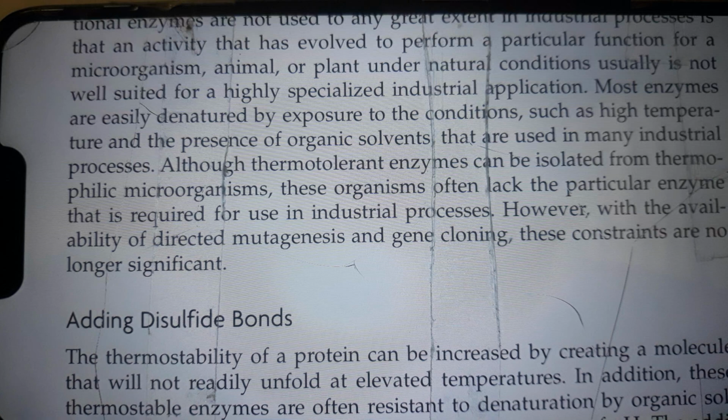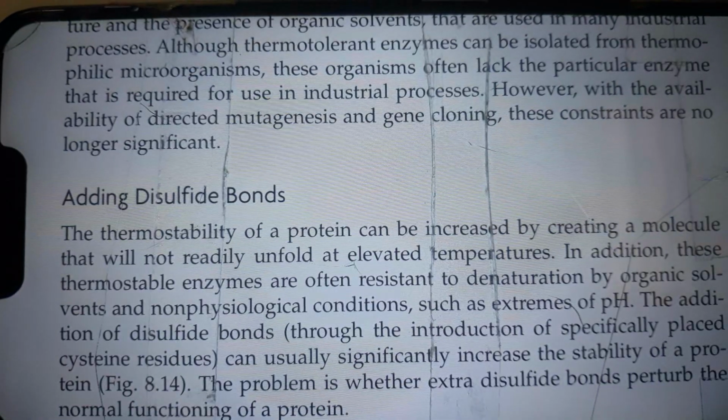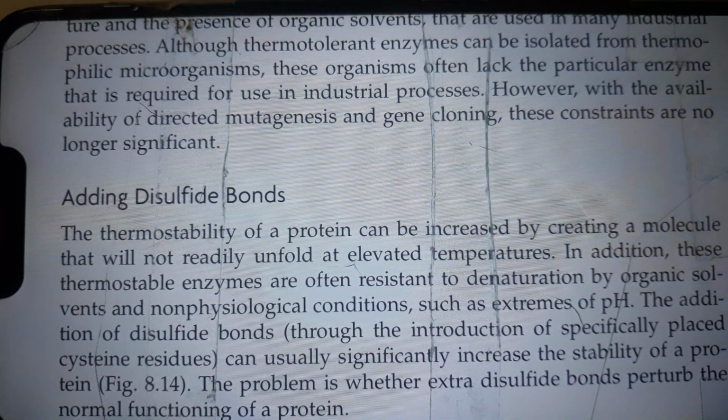Most enzymes are easily denatured by exposure to conditions such as high temperature and the presence of organic solvents that are used in many industrial processes. Although thermotolerant enzymes can be isolated from thermophilic microorganisms, these organisms often lack the particular enzyme that is required for use in industrial processes. However, with the availability of directed mutagenesis and gene cloning, these constraints are no longer significant.